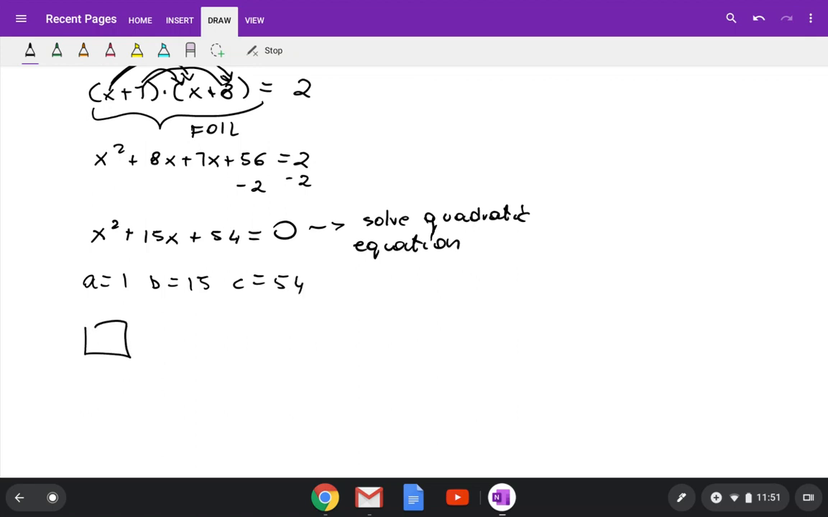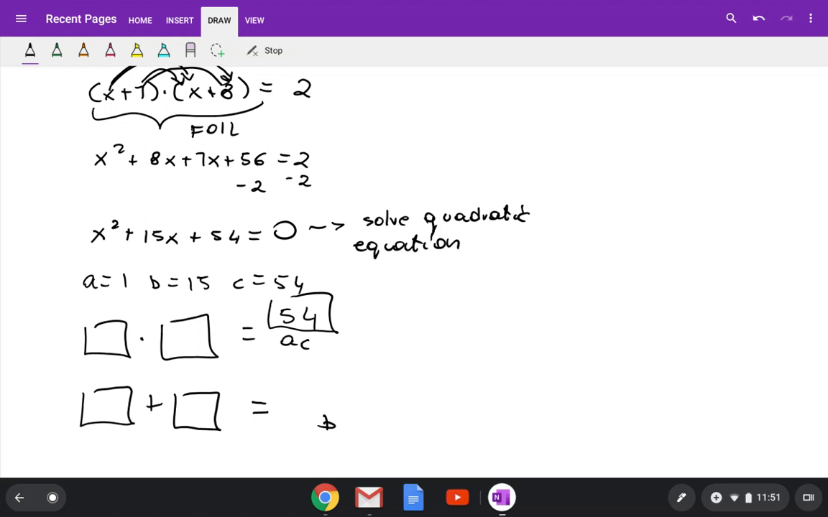So we're looking for two numbers which by multiplication will give you a times c. So a times c is 54. And the same two integers by addition should give you b. And in our case, b is equal 15. Okay, so what's going to work? 9 and 6. 9 times 6 is equal 54. 9 plus 6, we're getting 15. So when we find those integers, we're creating two factors, x plus first integer, which is x plus 9, times x plus second integer, which will be x plus 6, equals 0.